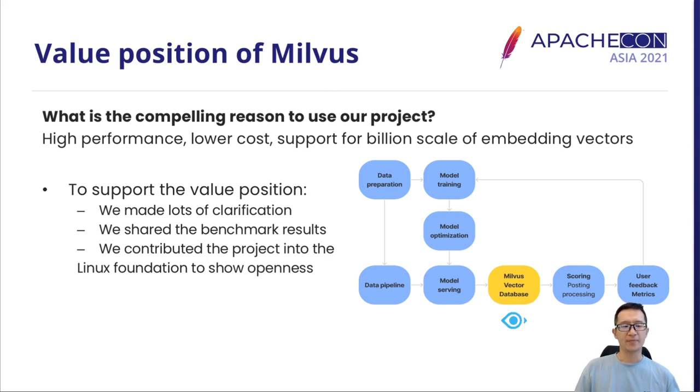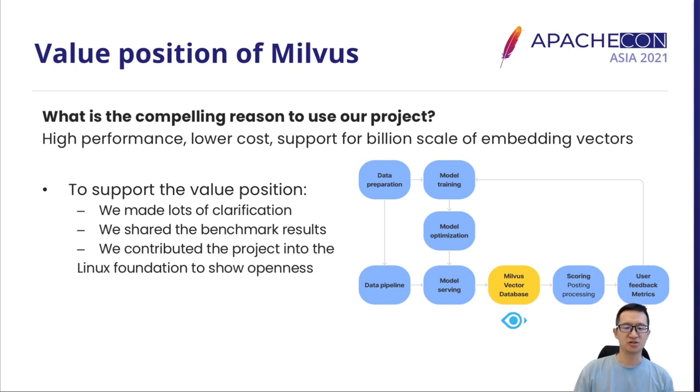So in this way, we tell our community users about the value of Milvus. Milvus vector database is high performance, which means you can run it with lower hardware cost. And the Milvus vector database can support billion scale embedding vectors, including distributed capabilities. So this is all aimed at production AI application scenarios.